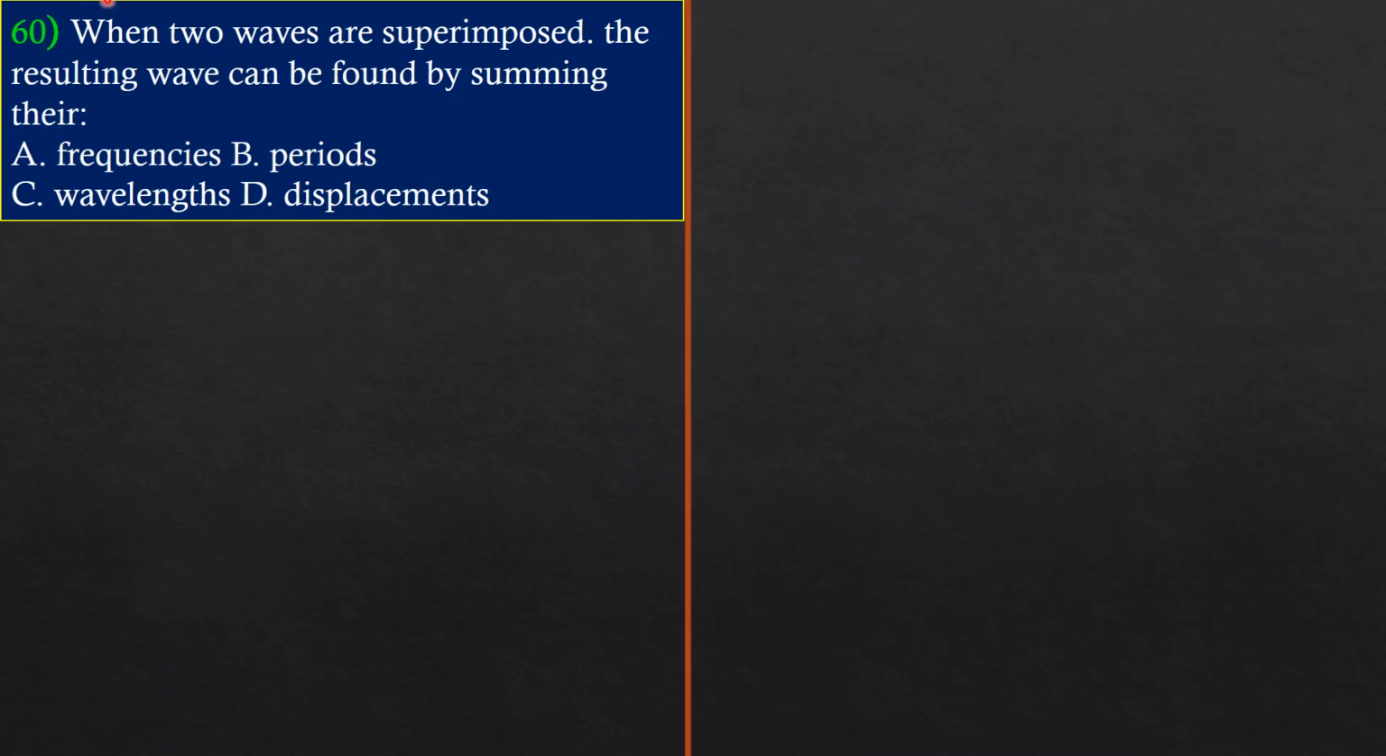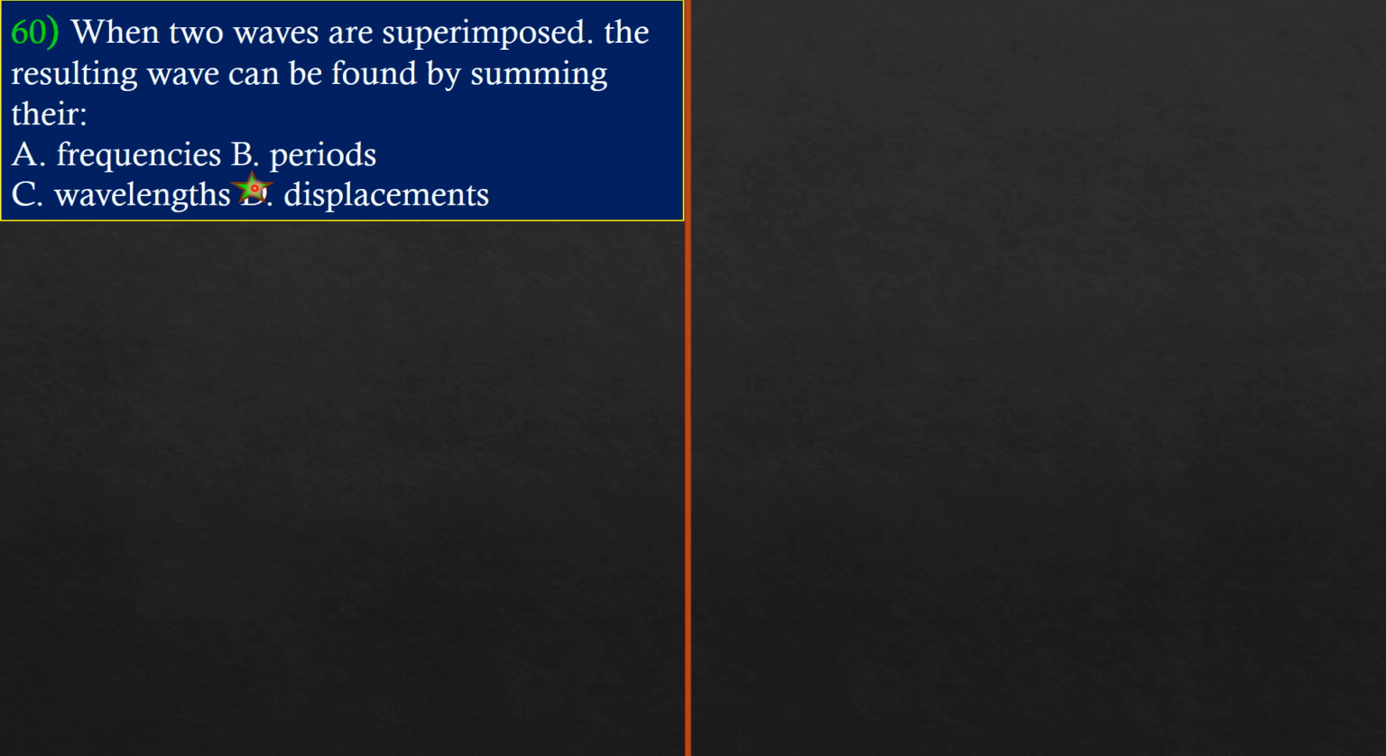It reads that when two waves are superimposed, the resulting wave can be found by summing their A frequencies, B period, C wavelength, D displacement. The best answer here, guys, is displacement. Great. This is simply based on the principle of superposition of waves. The resultant waveform is going to be formed by the vector sum of their individual displacement. Great. So guys, I think that's a direct question.